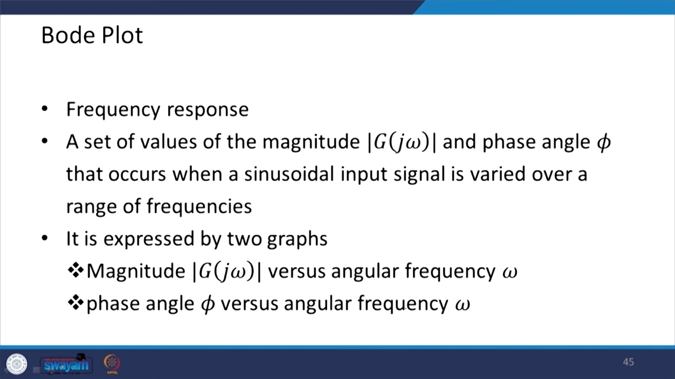Bode plot is basically used for the frequency response. A set of values of the magnitude, say g j omega, and phase angle that occur when a sinusoidal input signal is varied over a range of frequency is expressed by two graphs. One is the magnitude versus angular frequency, and another is the phase angle versus the angular frequency.